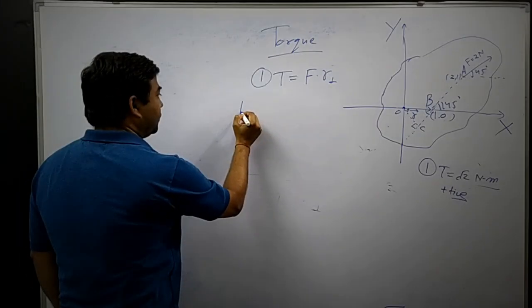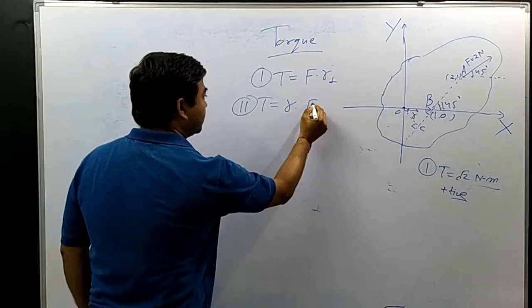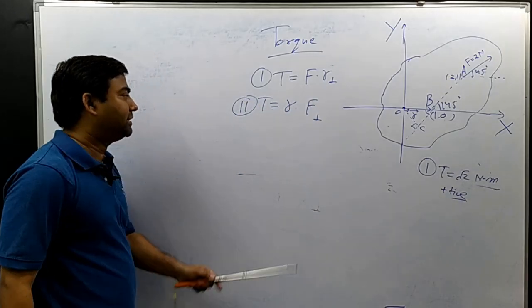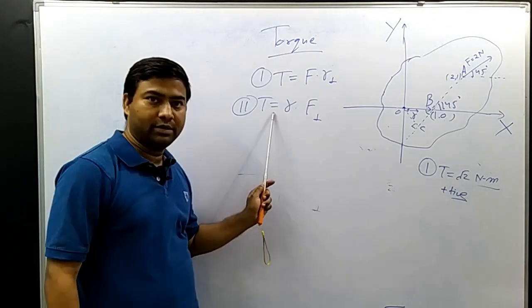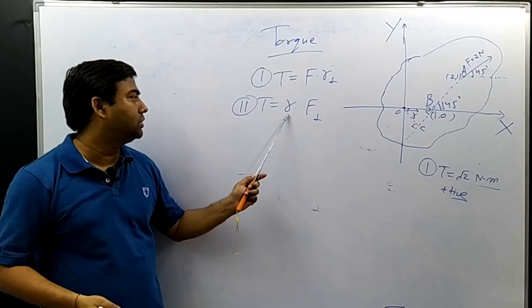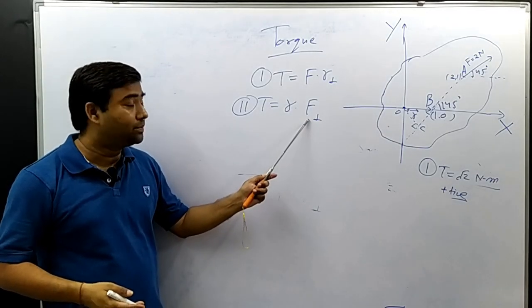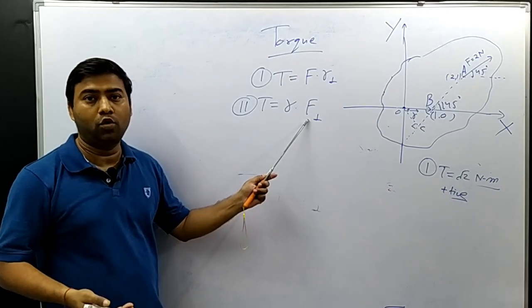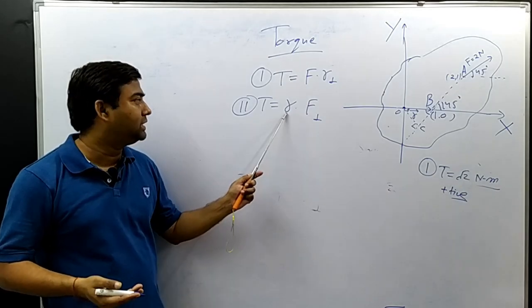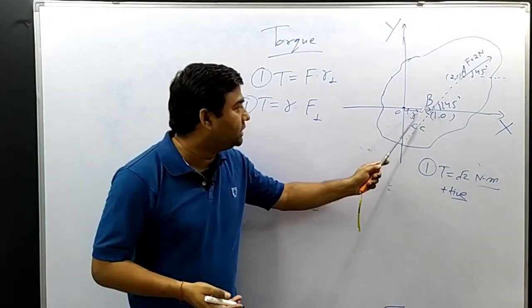Now our second formula was T is equal to R into F perpendicular. That means the modulus of the position vector of any arbitrary point on the line of action of the force, into the perpendicular component of force F with respect to vector R. So R is vector OB.